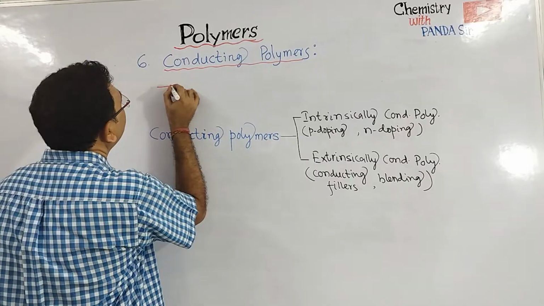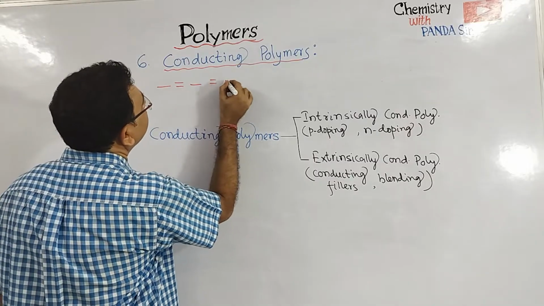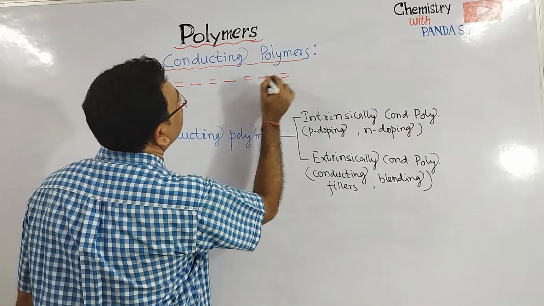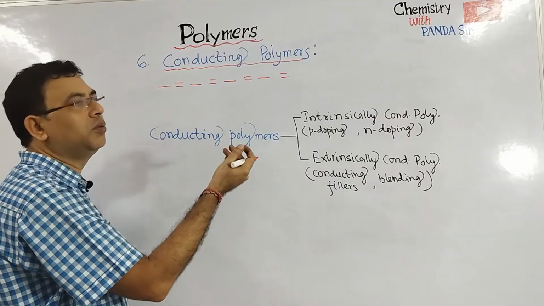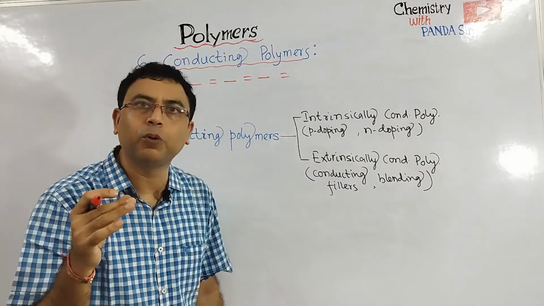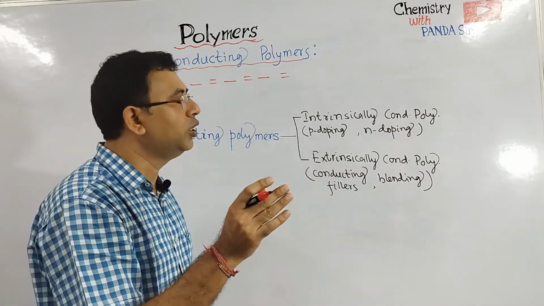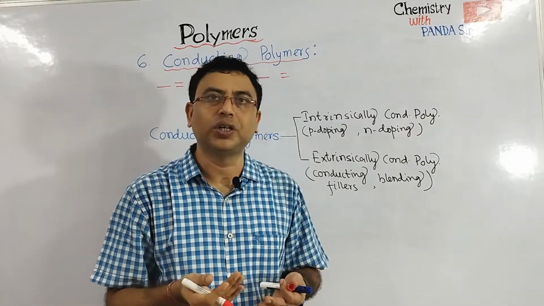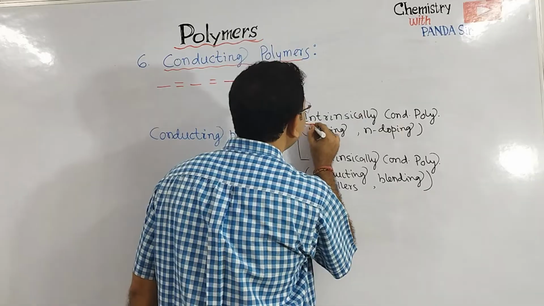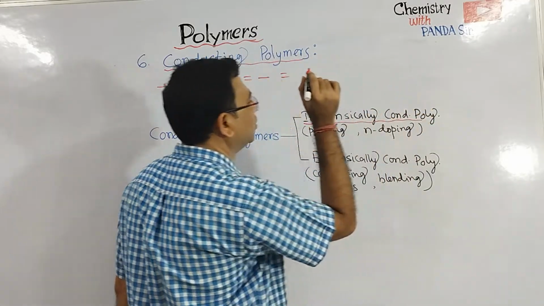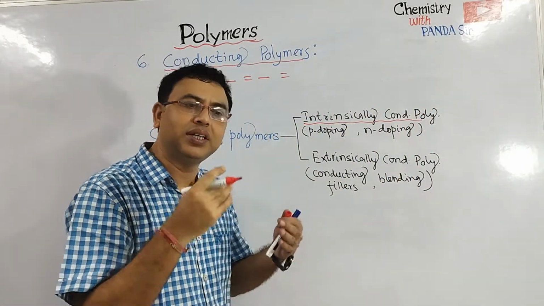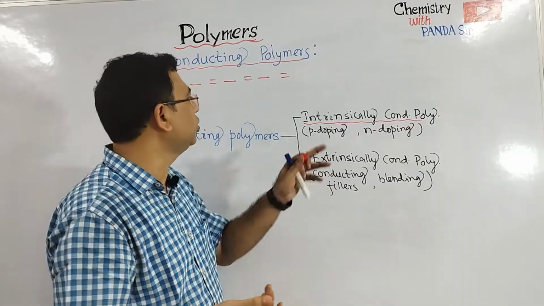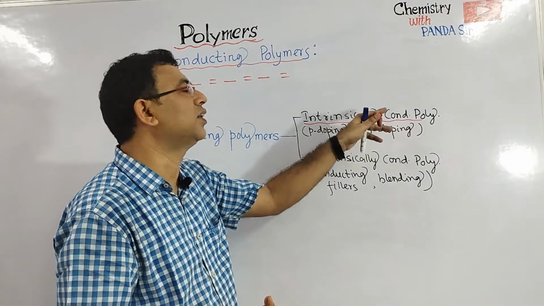Suppose one polymer contains this kind of structure: consecutive single bond, double bond, single bond, double bond in the backbone of the polymer chain. Those kinds of polymers are conducting by their nature. It means they are intrinsically conducting polymers, conducting by their nature.